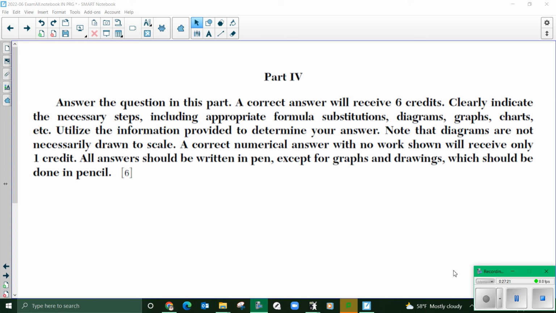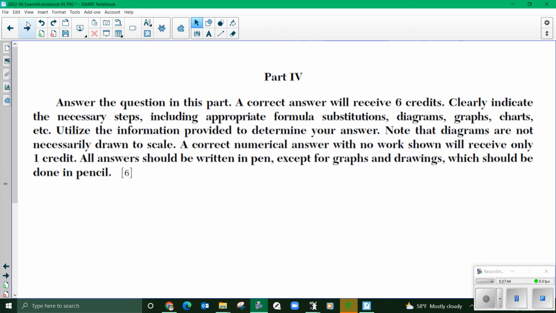Clearly indicate the necessary steps, including appropriate formulas, substitution, diagrams, graphs, charts, etc. Utilize the information provided to determine your answer. Note the diagrams are not necessarily drawn to scale. A correct numerical answer with no work will receive 1 credit. All answers should be written in pen unless you're doing some sort of graph or drawing, which should be done in pencil. All right, so let's unveil this bad boy.